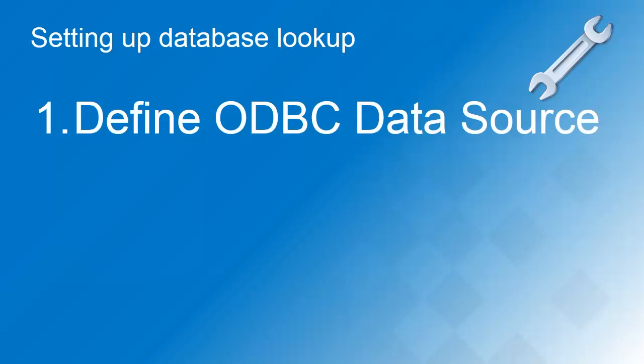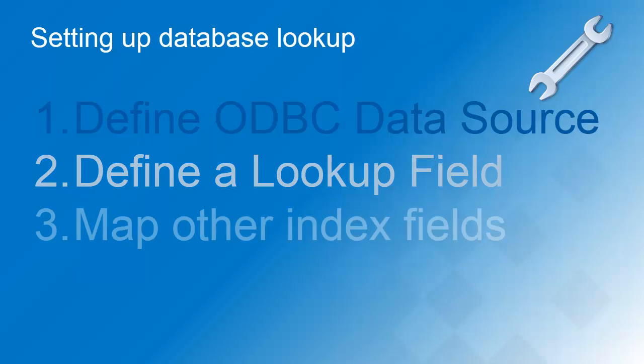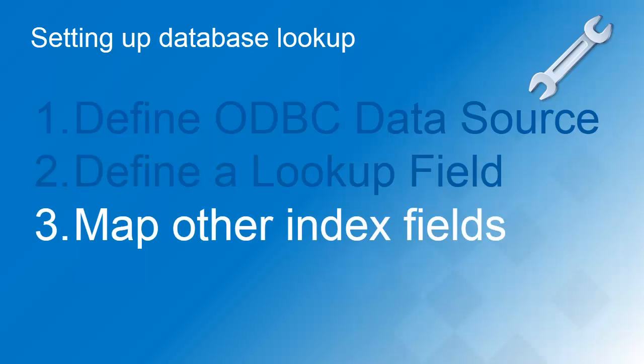Step 1. Define an ODBC data source. ODBC is short for Open Database Connectivity and is a standard way to communicate with a wide range of databases. The ODBC data source is defined in Windows. Step 2. Define a lookup field in Kofax Express. This is typically something unique like patient ID, order code or account number and is used to find the correct index data. Step 3. Map other Kofax Express index fields with their corresponding database fields. In that way, these index fields will be automatically filled out based on the lookup.